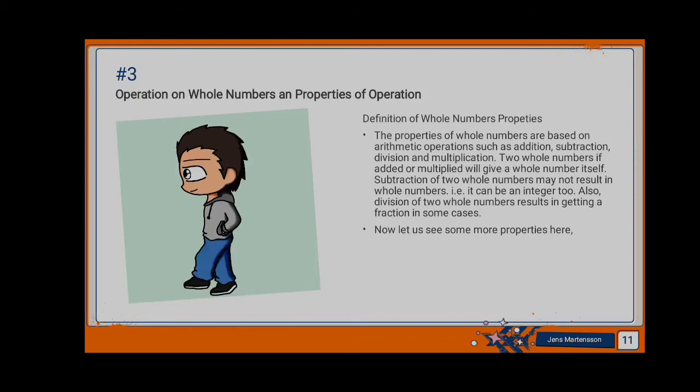The properties of whole numbers are based on arithmetic operations such as addition, subtraction, division, and multiplication. Two whole numbers, if added or multiplied, will give a whole number itself. Subtraction of two whole numbers may not result in a whole number, i.e., it can be an integer too. Also, division of two whole numbers can result in a fraction in some cases. Now, let us see some more properties here.